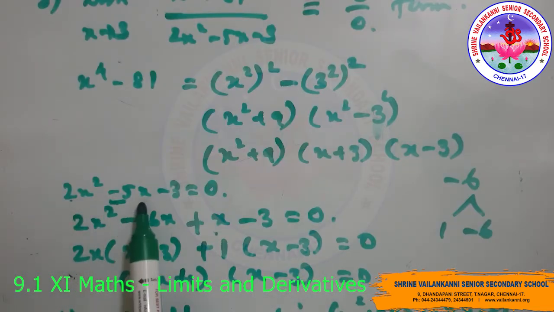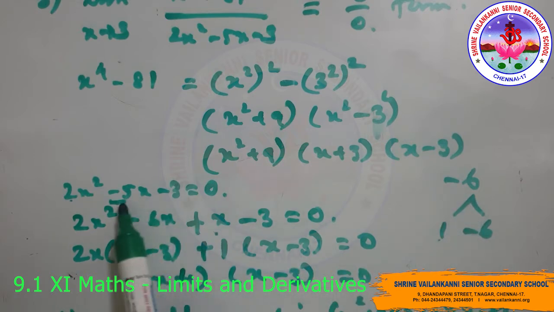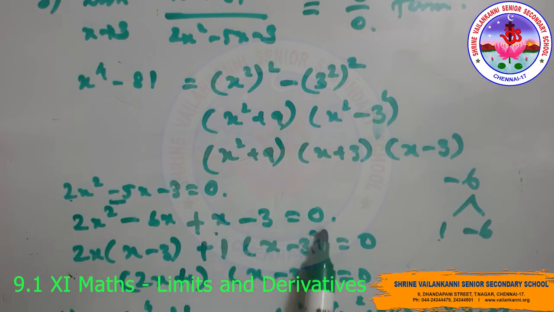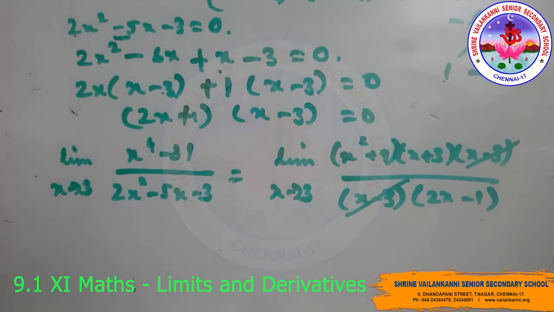Factorizing 2x² − 5x − 3 = 0. Here the product is 2 into −3, which is −6. So 1 into −6 is −6, and 1 − 6 is −5. So 2x² − 6x + x − 3 = 0. Taking common 2x, (x − 3) + 1 into (x − 3). So (2x + 1) and (x − 3) are the factors of the quadratic equation.